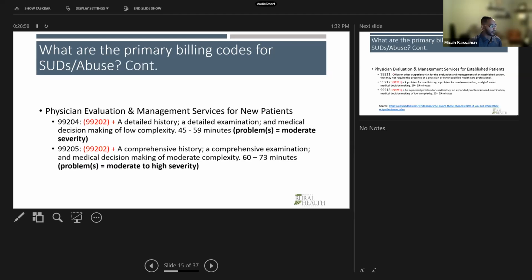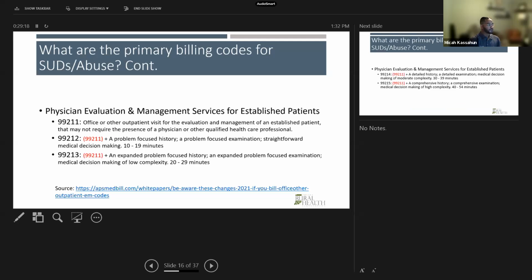And here we have the next levels. You have 99204, which is 45 to 59 minutes with increased severity, and then 99205, which is an hour and a little bit beyond, to very high severity, with a very comprehensive examination and a high level of medical decision-making. The same thing, this is for now established patients. These are CPT codes for established patients.